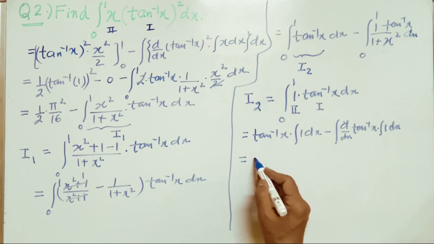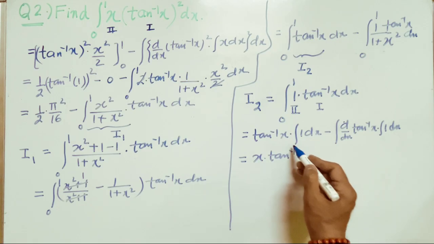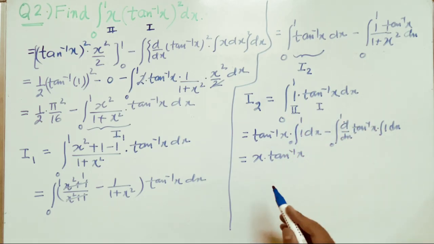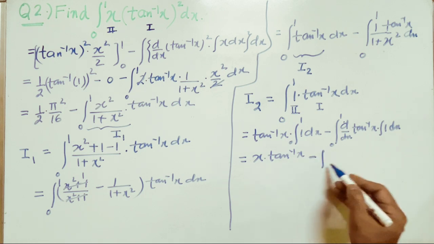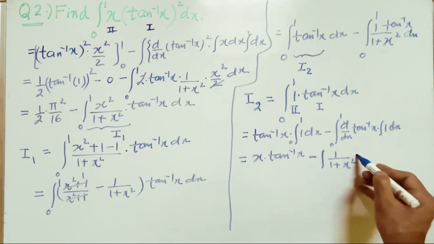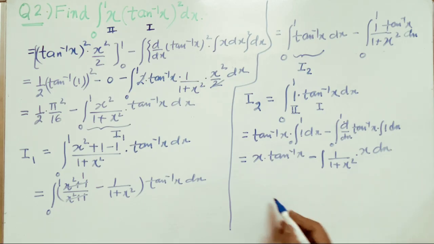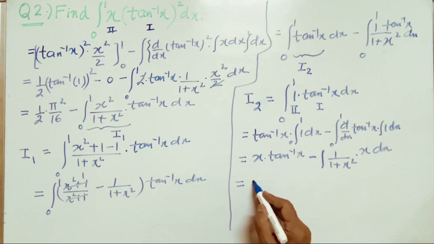Integral of 1 will be x only. The limit is 0 to 1 across, so it's not changing. Throughout the question it will remain 0 to 1 in this case. The derivative of tan inverse x will be 1 upon 1 plus x square. For 1 it is x dx. The limit we will put in the final step only.